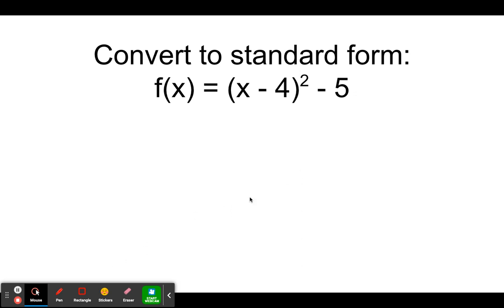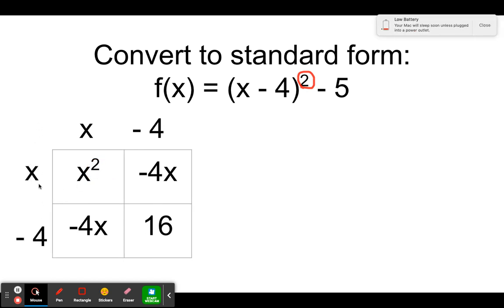Okay, so as you are trying to convert to standard form, whenever you see this little 2 up here, that means both sides of the box method are going to have x minus 4. So x minus 4 on the top, x minus 4 on the side, like this. And then here, you're just multiplying together. x times x is x squared. Negative 4 times x is negative 4x. x times negative 4 is negative 4x, and negative 4 times negative 4 is 16. So you should be pretty familiar with the box method by now.